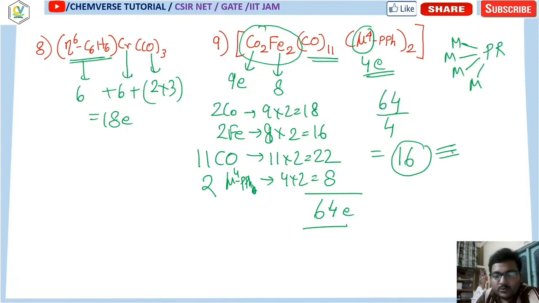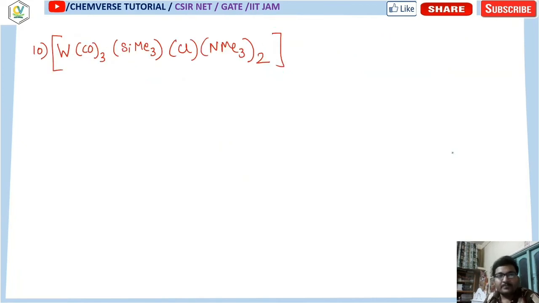Clear? So whatever value you are getting, only rely on that value. Don't think that it is not 18, it is not 16, what will it be? Because the number of metal centers is not 1, isn't it? So the number of metal centers is higher, so automatically the electron count will be higher. Okay. Now this is a very important question.